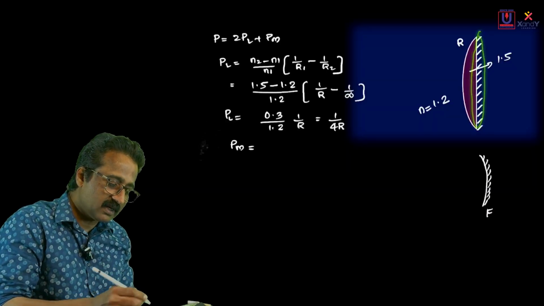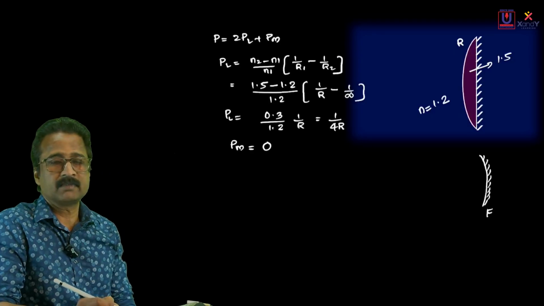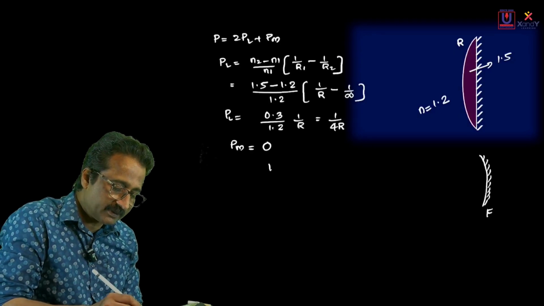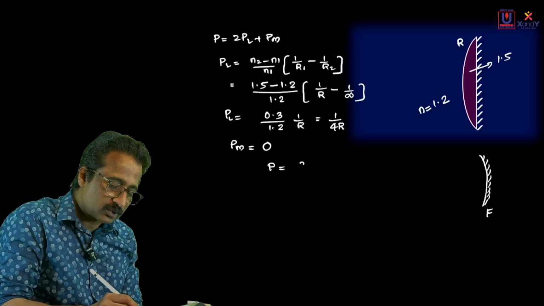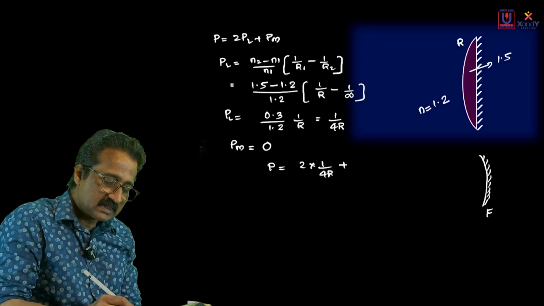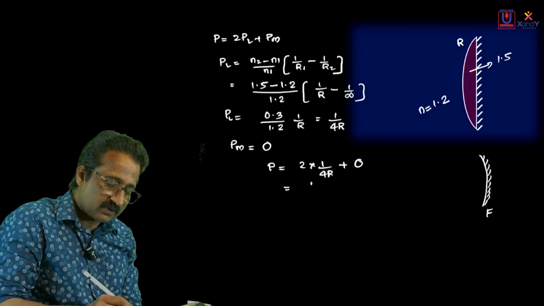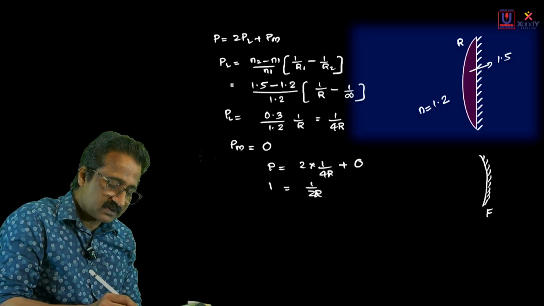Plane mirror doesn't have any power, so power of mirror is 0 because it's a plane mirror. Total power is 2PL plus PM. So 2 into PL was found to be equal to 1 by 4R, plus PM is 0. So this gives you 1 by 2R as the power of the device.